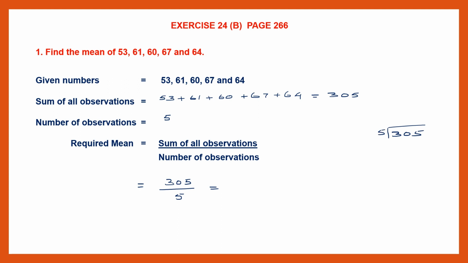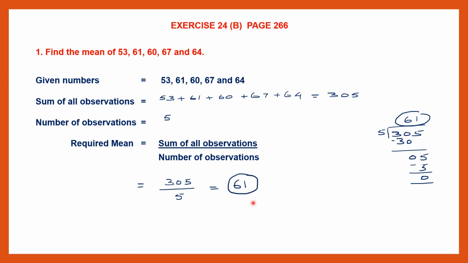305 divided by 5, take 30. 5 sixes are 30 minus 0, 5. 5 ones are 5. So what is our quotient? Our quotient is 61. So the required mean is 61.